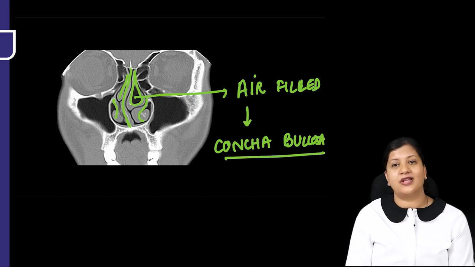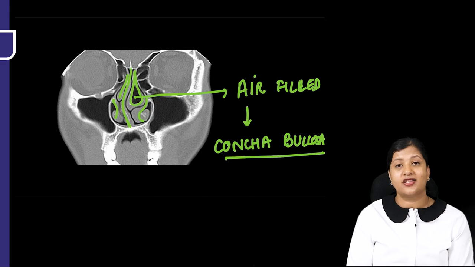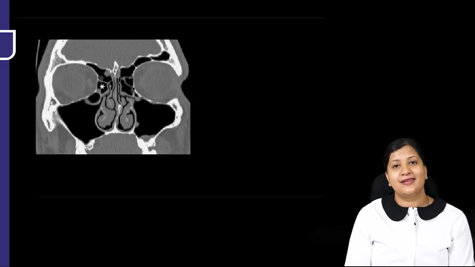So concha bullosa is nothing but an air-filled middle turbinate or a pneumatized middle turbinate. It is typically known to cause headaches, and that is why concha bullosa becomes very important in patients who are presenting to you with headache. Okay, now let us see the air cells.